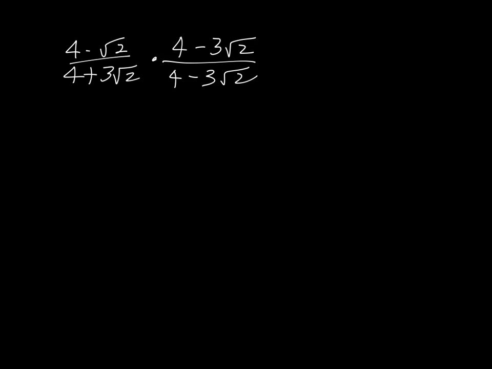Okay, let's do the top first. Top, there's going to be the first two numbers multiplied. And then the O in FOIL, outside, 4 times 3. Okay, so that minus there is where I got that minus. And then the I, inside, negative square root of 2 times 4.